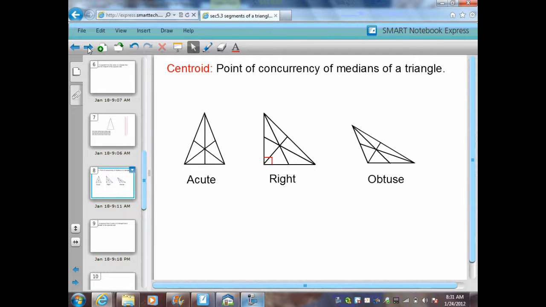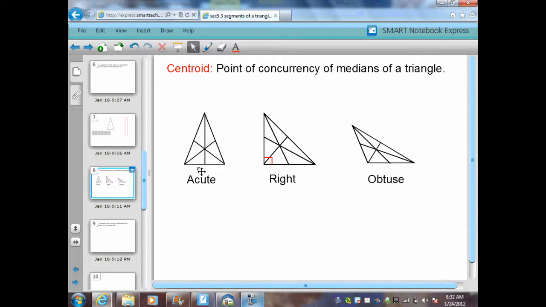On this slide, we have demonstrated three triangles. We have an acute triangle with three medians, a right triangle with three medians, and an obtuse triangle with three medians being created. And we already know that we have a point of concurrency when I have three medians in my triangle. That point of concurrency is called the centroid.